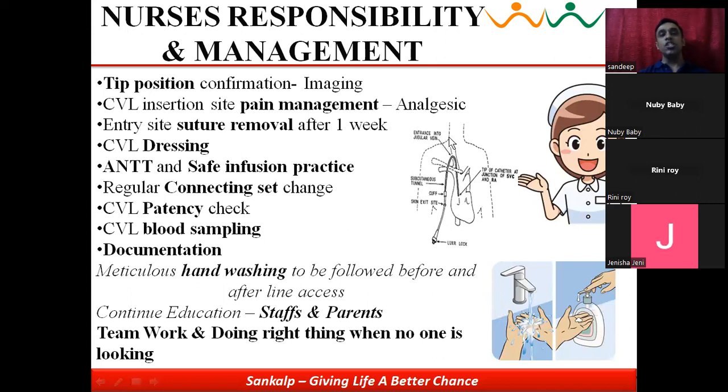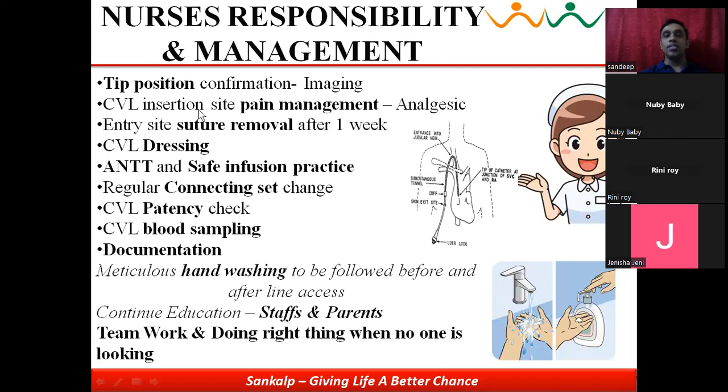But if the patient is not cooperative, if the patient is very small, then we can remove it during the discharge, no problem. But if the patient is cooperative, no issues, we can remove this entry side suture after 1 week of the procedure. The next management comes about the CVL dressing. About this, I am going to talk further in the following slides.